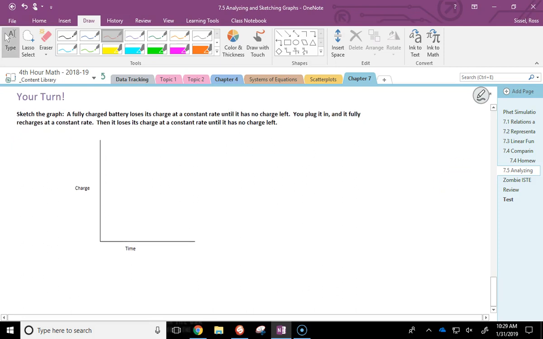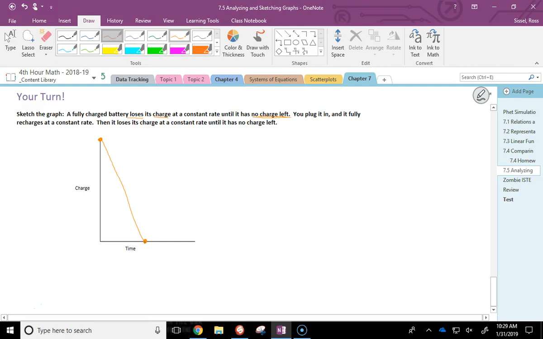Sketch the graph. A fully charged battery loses its charge at a constant rate. Because it's fully charged, where's my starting point? At the very top. Good. So at the very beginning, I'm going to start here. It loses charge until it has no charge left. So I'm going to go from here and I'm just going to go there. So I'm going to say, boom. Okay? It lost its charge at a constant rate, which means I should have a linear function.